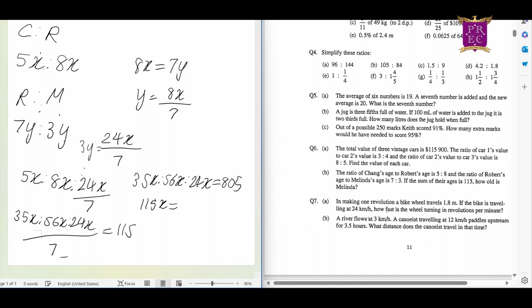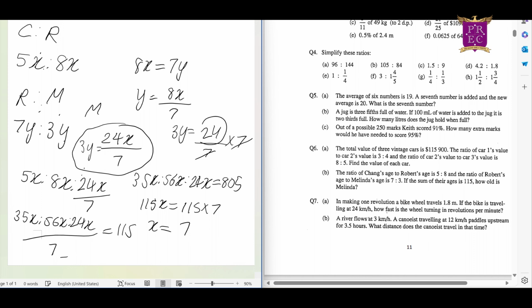115x is equal to 115 times 7, because we know that 805 is 115 times 7. We know that x is 7. Since we know x is 7, what do we need to find out what Melinda's age is? We just substitute x over here, because this is Melinda's age, right? So we get 3y is equal to 24 over 7 times by 7. Cancel the 7s out. Melinda's age is 24 years old. Okay, that's it.